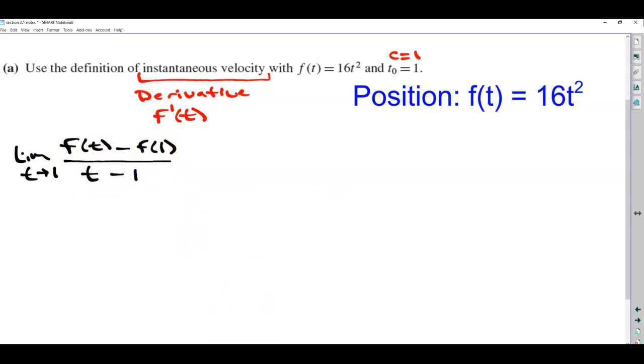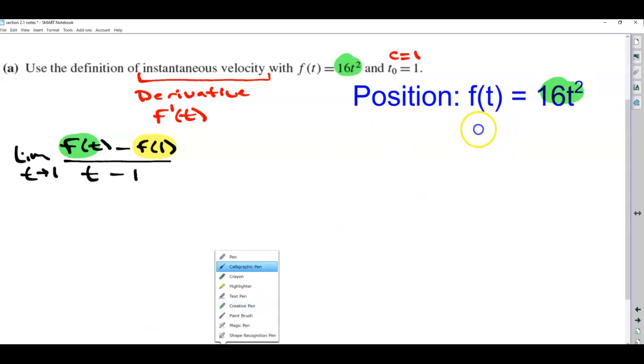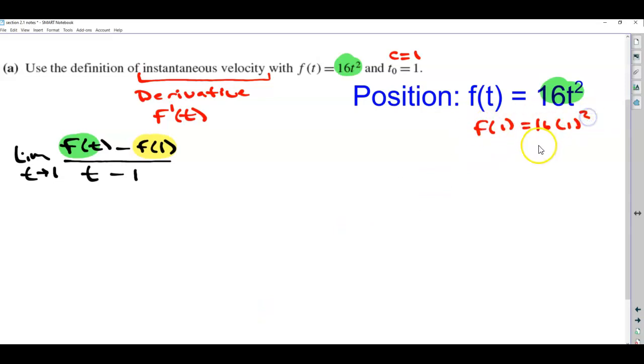Well, now we just have to evaluate. The only thing I don't know is f of 1, but I can find that. I do know what f of t is. Right? F of t is the position function. They gave it to me here. I ended up just rewriting it. You don't have to show any work for this, but if you plug in 1, you could do that in your head. You know that after 1 second, we are 16 feet below the bridge, or it's falling 16 feet. So f of 1 is equal to 16.